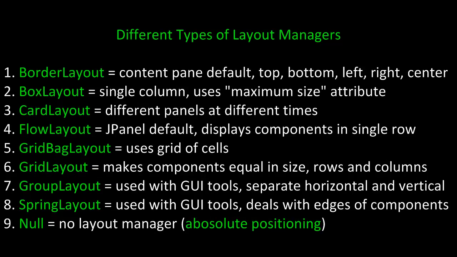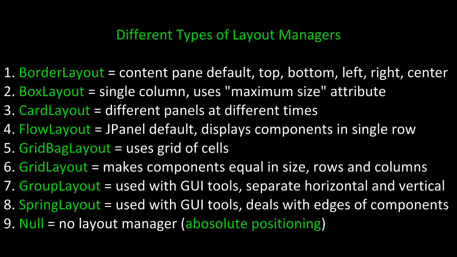Let's look at some of the more commonly used types of layout managers in Java. The first is BorderLayout. It's the content pane default and utilizes top, bottom, left, right, and center locations. The second is BoxLayout, which uses a single column in each component's maximum size attribute. The third is CardLayout, which is sort of like a deck of cards. It uses different panels at different times, displaying one component at a time. The fourth is FlowLayout. That's the JPanel default, and it displays components in a single row like word wrap.